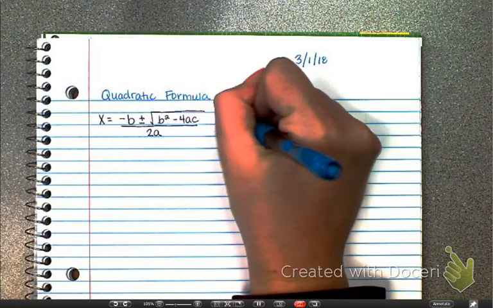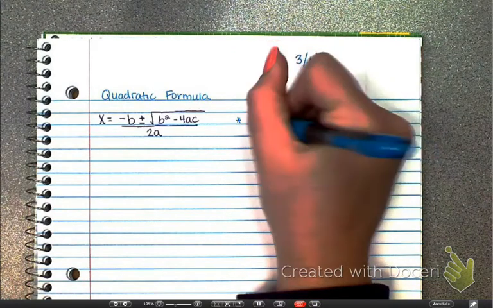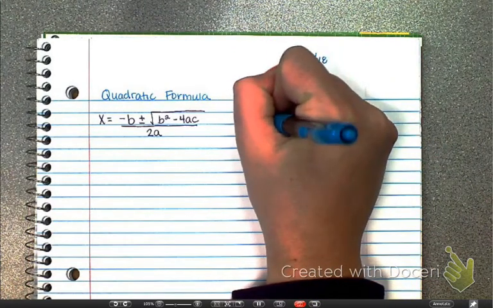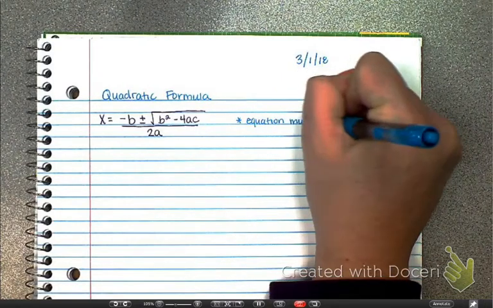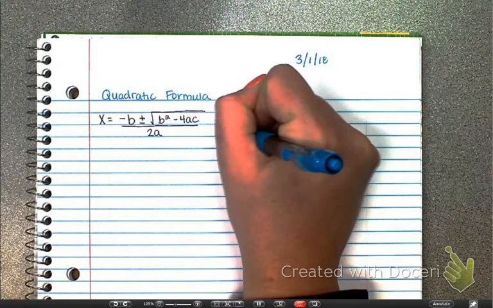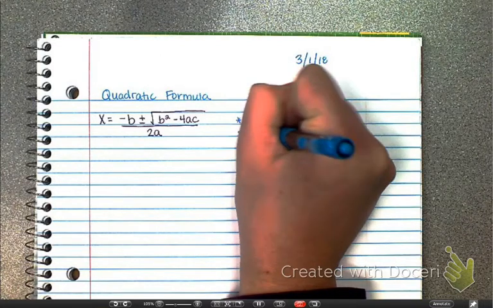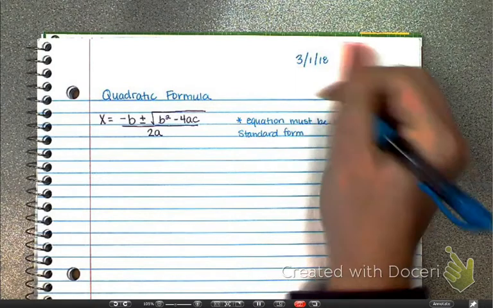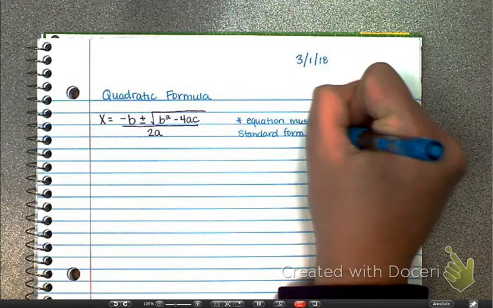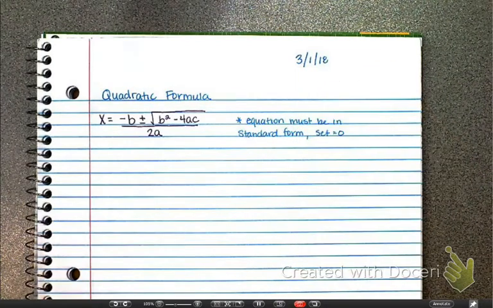But I do want to give you a note. Your equation must be in standard form, which we should know, right? Yes, Miss Bird, I know what standard form is. Okay. And once it's in standard form, it will be set equal to 0. Okay? We're finding solutions, so we're finding out what our variable equals.